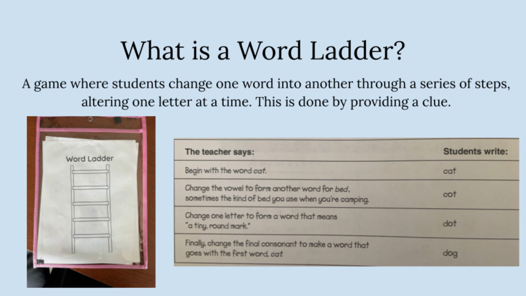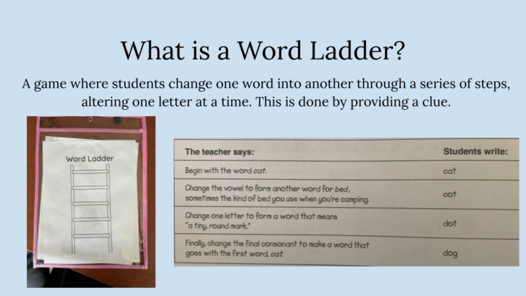In this situation, the teacher would say, begin the word with cat, and then students would write cat on the bottom of their word ladder. Next clue says, change the vowel to form another word for bed, sometimes the kind of bed you use when you're camping. And the students would think, what word could that be? And they would say, oh, cot, and they would change the a to the o and put it in the next step of their word ladder.